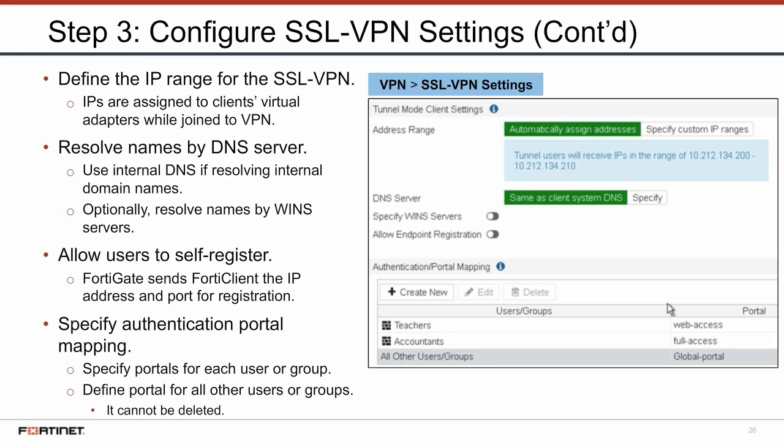Also, you can allow FortiClient-equipped endpoints to self-register over a tunnel mode SSL VPN. After the user authenticates, FortiGate sends FortiClient the IP address and port to be used for registration. If the user accepts the invitation to register, registration proceeds and the FortiClient profile is downloaded to the client. Users without FortiClient endpoint security connecting to the SSL VPN through a browser are redirected to a captive portal to download and install the FortiClient software.